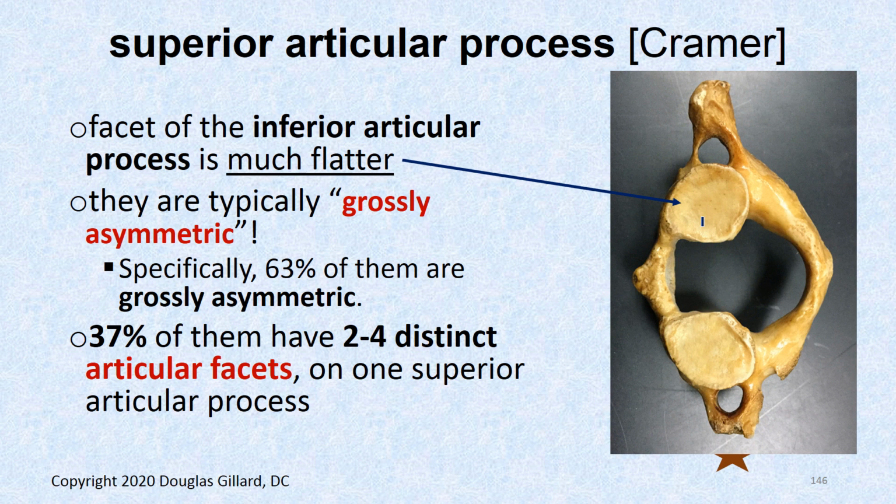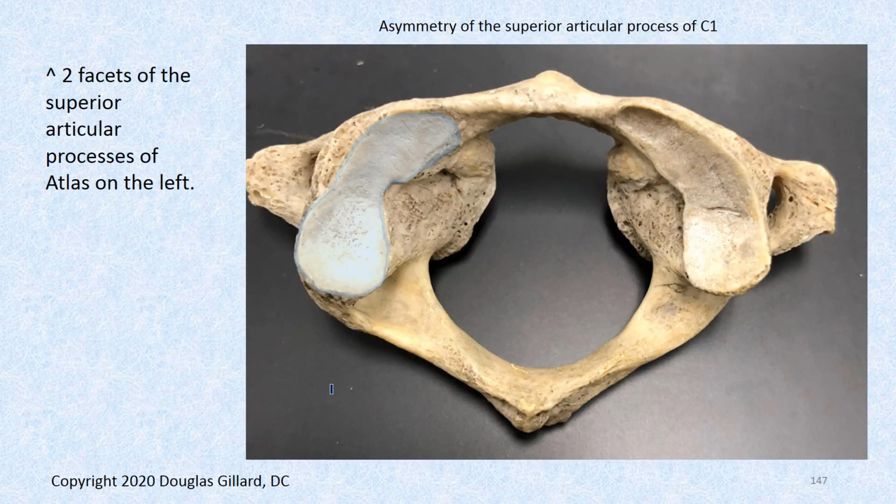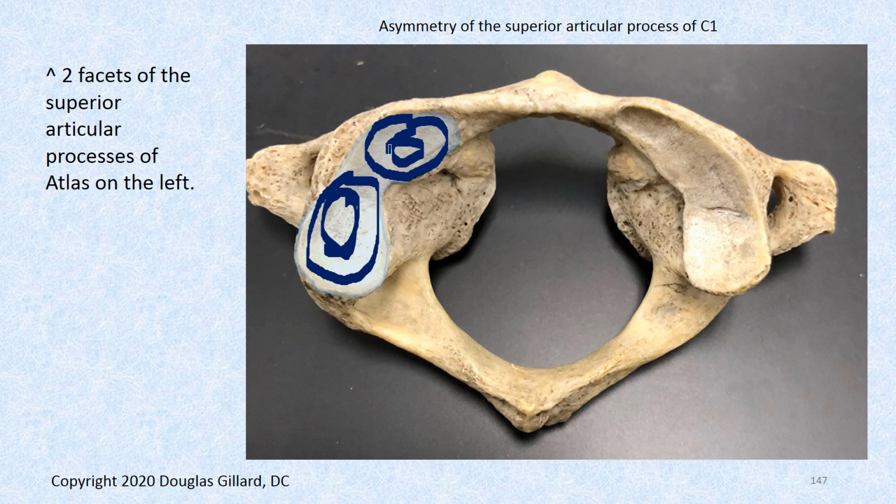Okay, and these inferior articular processes can also be grossly asymmetrical, just like the transverse processes. 63% of them, in fact, are asymmetrical. 37% of superior articular processes have 2 to 4 distinct facets, so that's not at all unusual. I drew this already, but you could consider this one facet here, and another one here. If they were alive, you'd see a pad of cartilage right here and here. They can have up to 4 of those things.